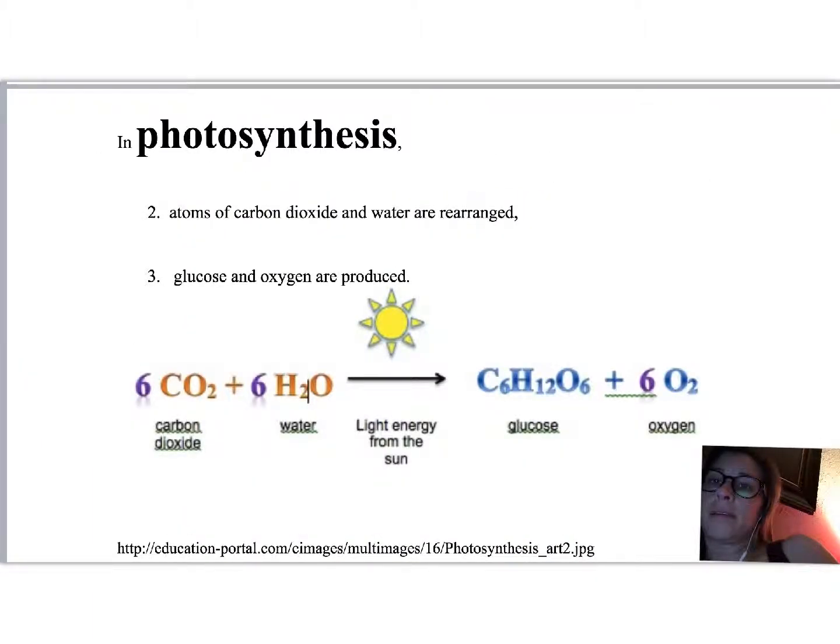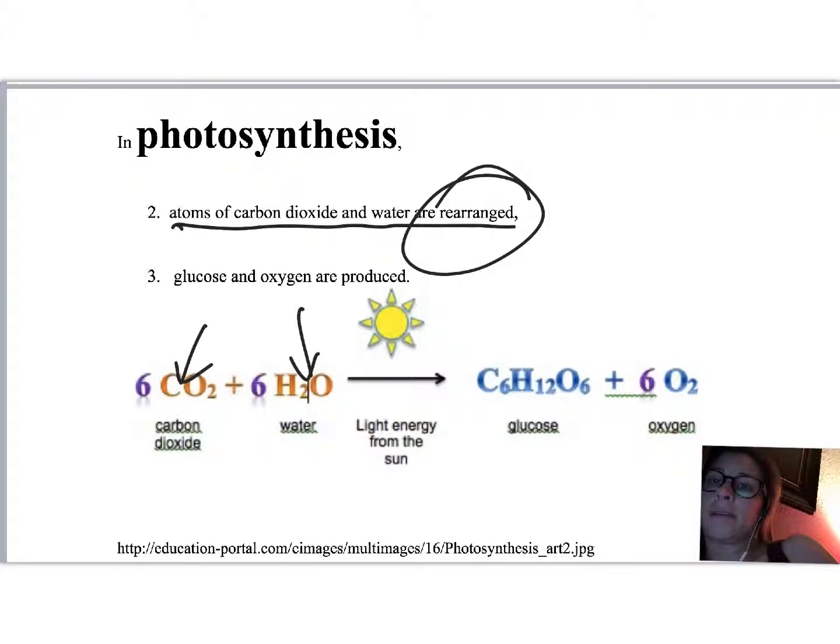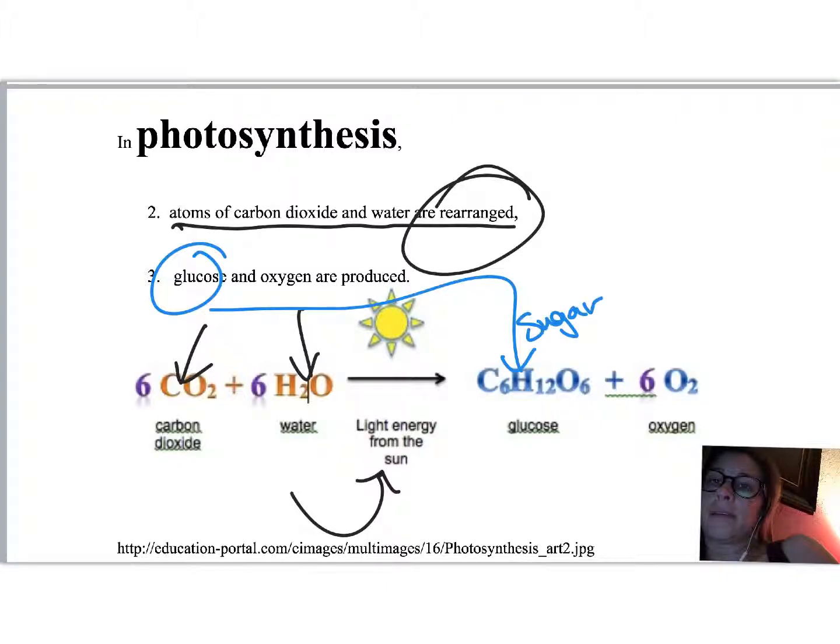So in a nutshell, photosynthesis, right? It's atoms of carbon dioxide and water. Basically, we're going to get those atoms and rearrange them. They're going to react right here, and what we're going to make is glucose. So this is sugar, and that's an energy storage molecule.